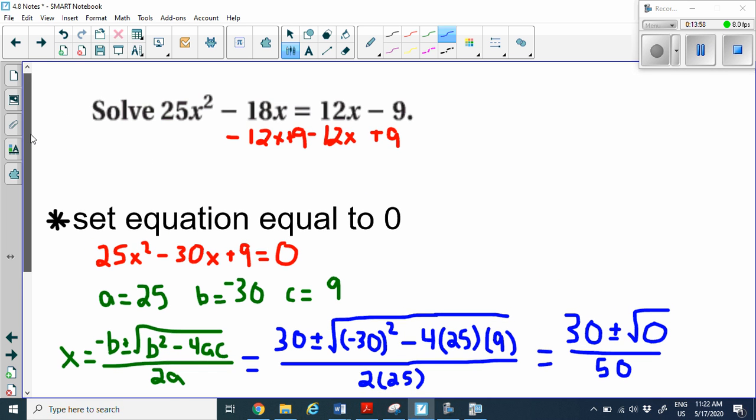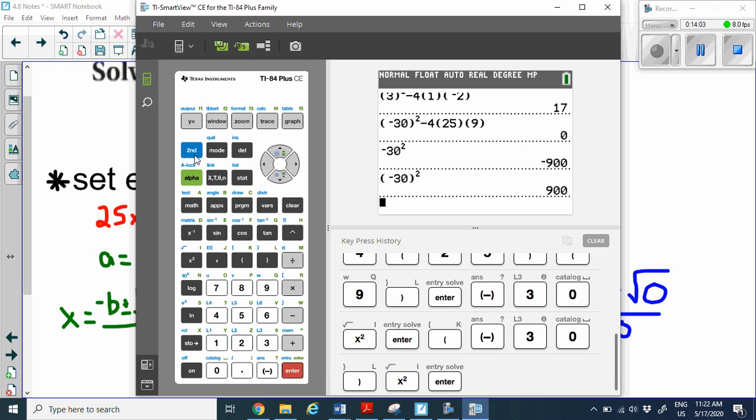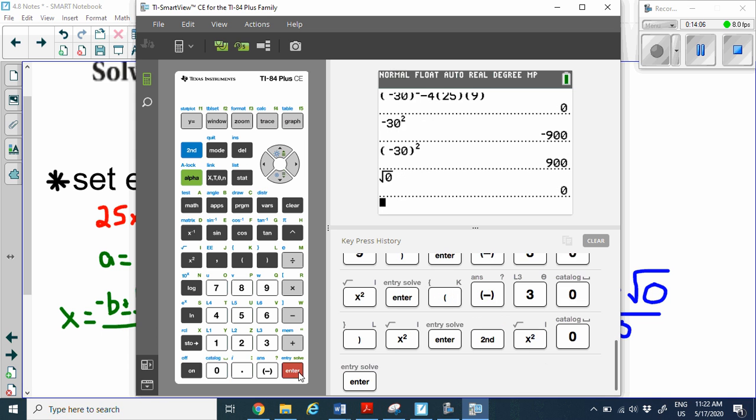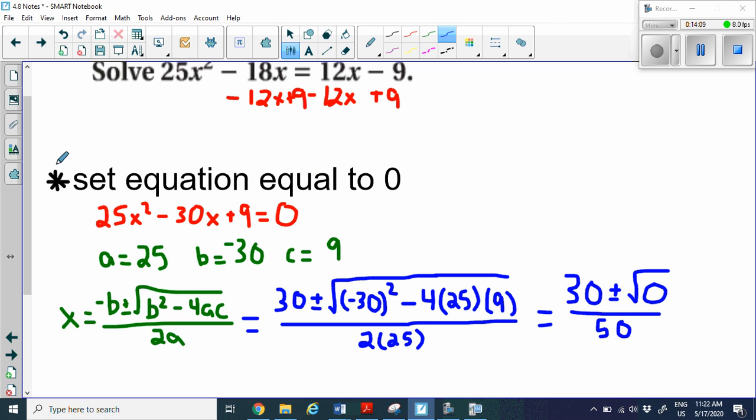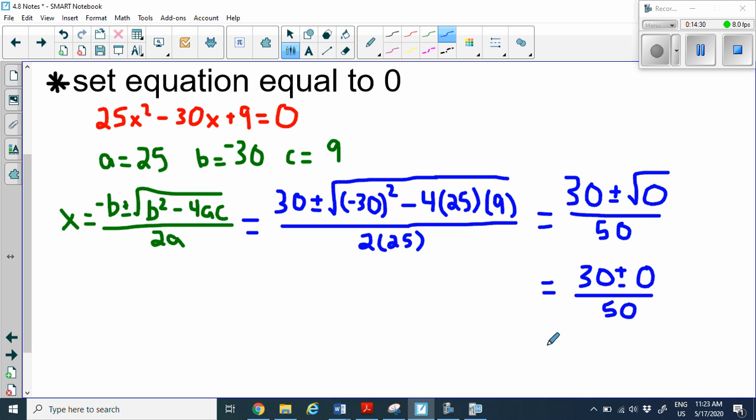Well, let's think about this, square root of 0. Well, let's just plug that into your calculator to see what we get. So we do our square root, plug 0 in. That gives us 0. So let's go ahead and calculate that. So now I have 30 plus or minus 0 all over 50. Now let's think about this. If we do 30 plus 0, well, that gives us 30. If we do 30 minus 0, that gives us 30. So let's simplify this just a little bit more then. So that means I get 30 over 50.